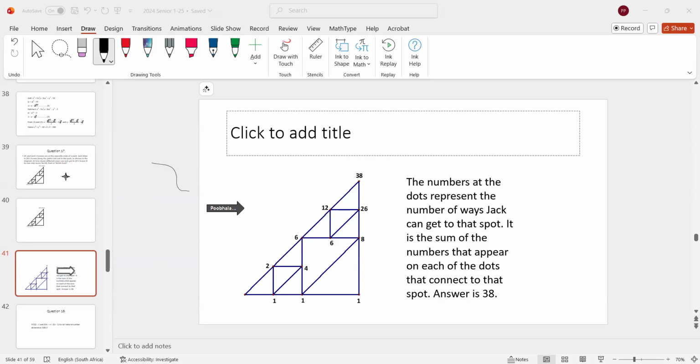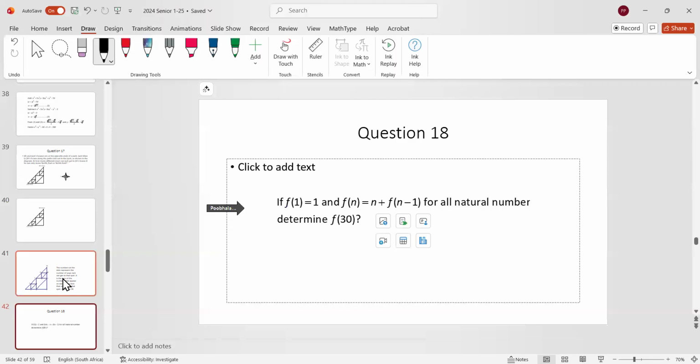Okay. So you got the correct answer. You can just check that. I did not, I made some miscalculation. Let's now go to question 18.